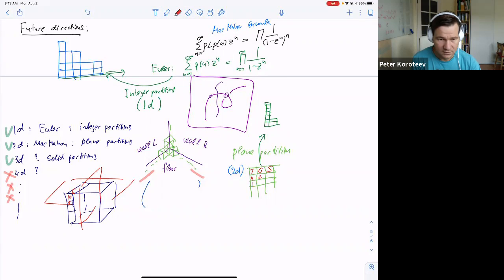Yeah, there are various reasons, some of which become apparent once you study this, once you study solid partitions. So yeah, that's another direction, a potential way to go. Right. So that's that.